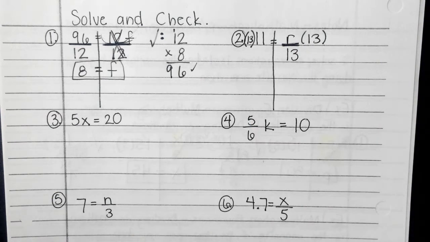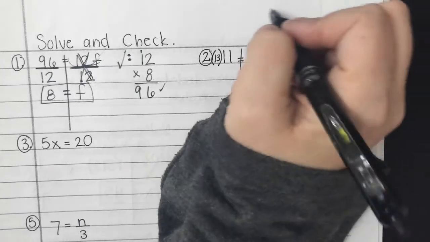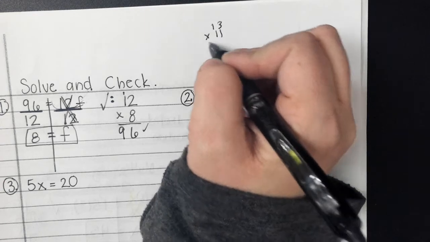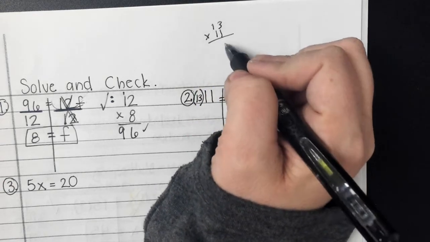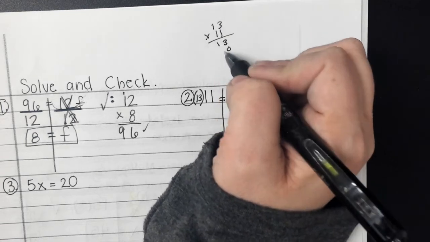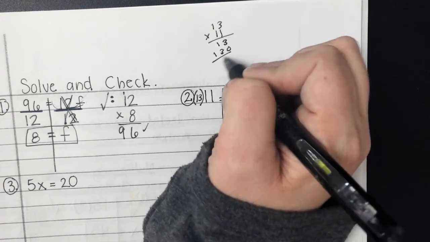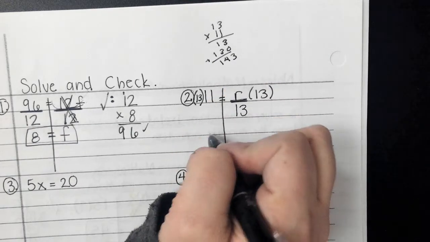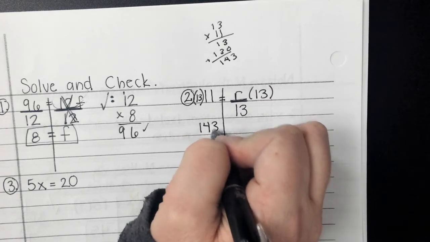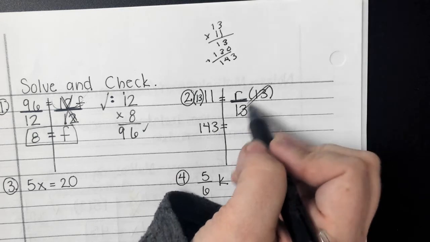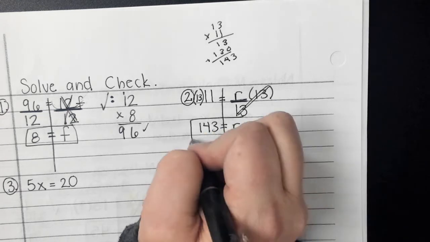11 times 13. I don't know what that is off the top of my head. So what should I do? Yeah, work it out. So I'm going to go up here to the top of my paper somewhere. I'm going to do 11 times 13. I'm going to put 11 on the bottom, make it easier. 1 times 3 is 3. 1 times 1 is 1. Put your 0. 1 times 3 is 3. 1 times 1 is 1. When I add that up, I get 143. So 13 times 11 gives me 143 equals, what happens to my 13s? They go away and I'm left with R.